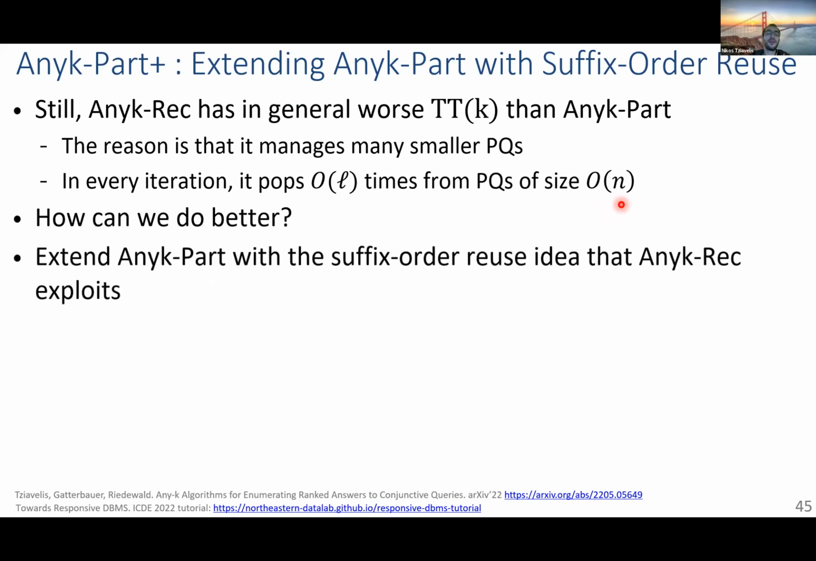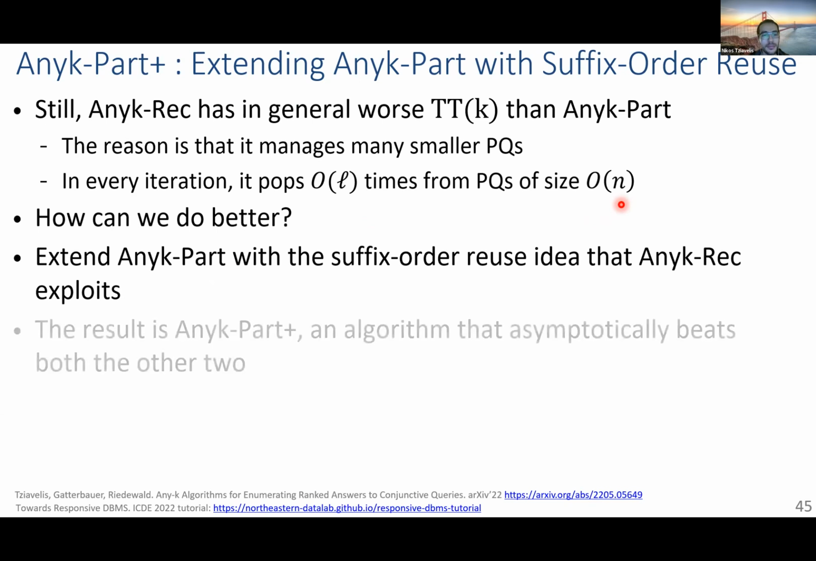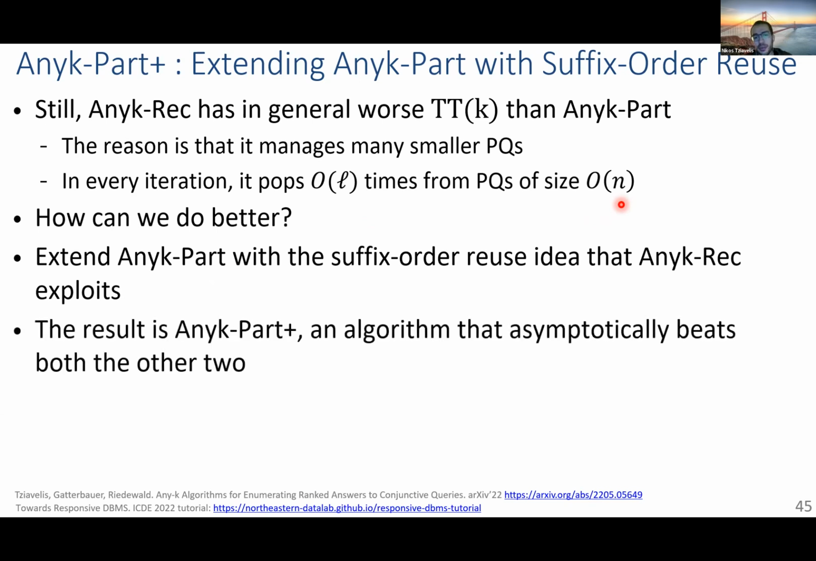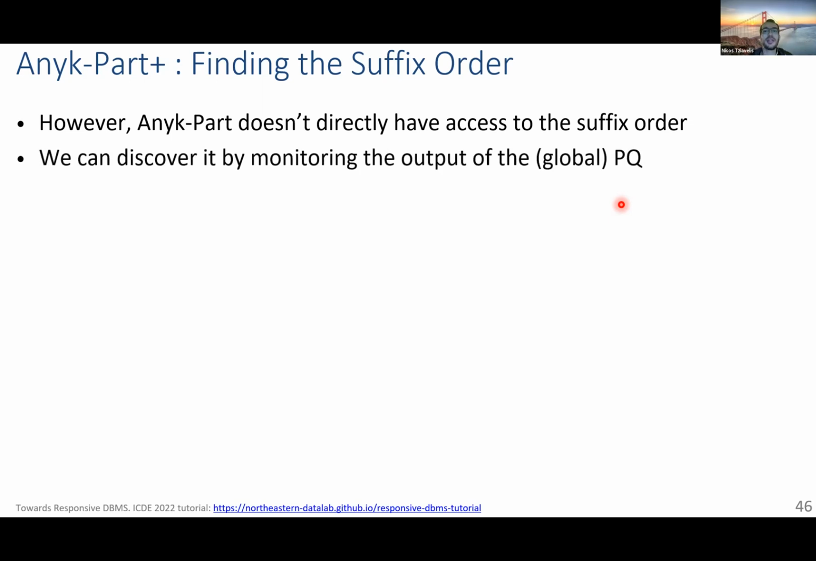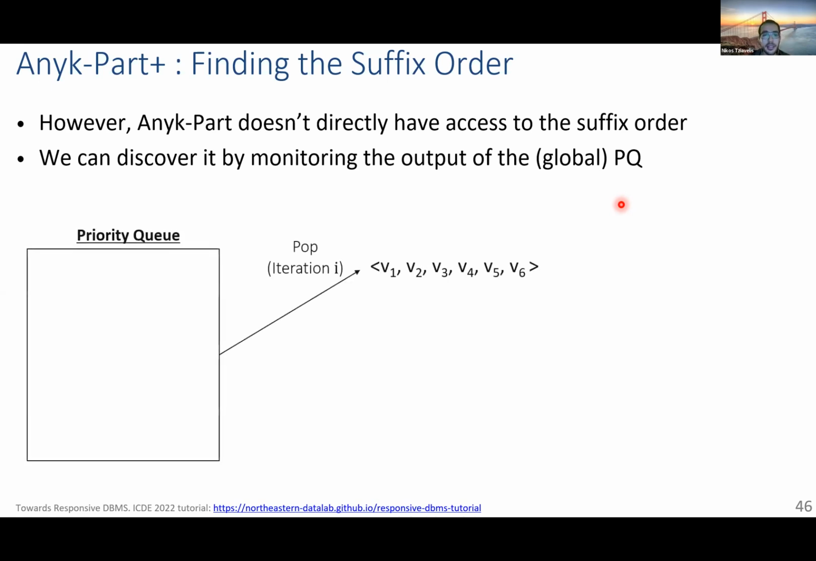So to do better, we start with the other one, the partitioning algorithm, and we try now to inject this property of the suffix reuse. And the result, as we said, is an algorithm that is asymptotically better than both of them. Now, one issue when we try to apply this idea is that the partitioning algorithm doesn't directly have access to the order of suffixes as easily as the recursive one. But what we can do is monitor the output of the global priority queue that the algorithm has, and we can infer the ranking of suffixes from there.